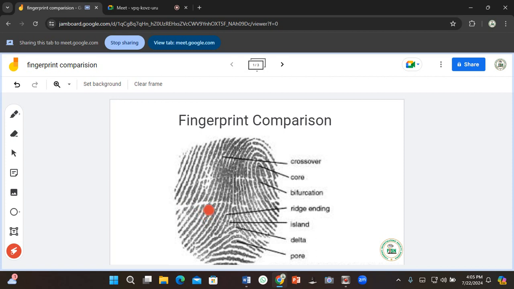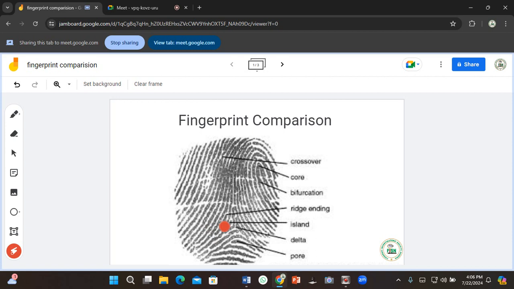But you can't call it a ridge ending. This is not a ridge ending. All these are not ridge endings, but continuations of their respective ridges or lines. But this one is a ridge ending.